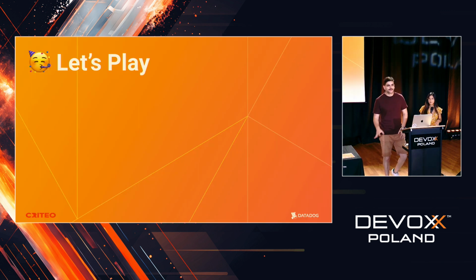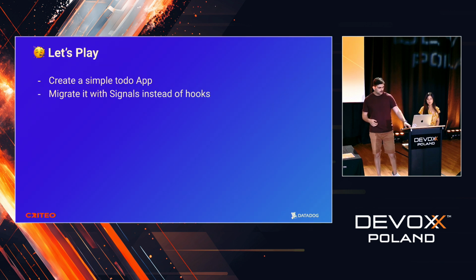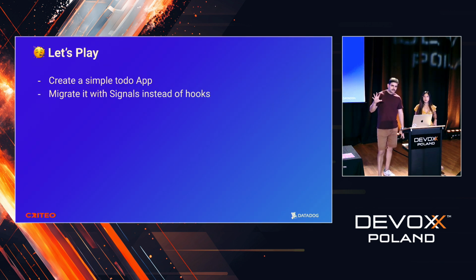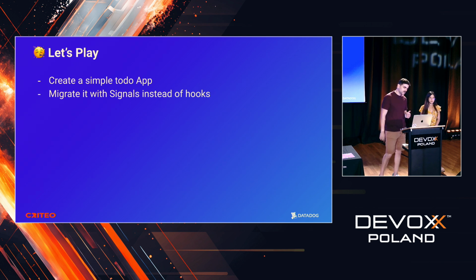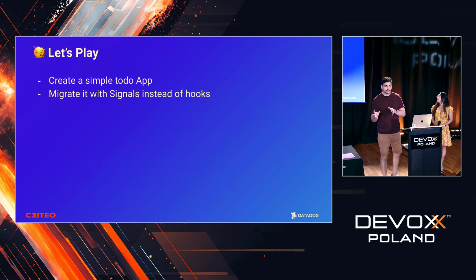Okay, enough talking. Now we'll try some real example of how signals work and how you can maybe update your app to use signals. So I will use a really simple example. It will be just the famous to-do app that you find in any documentation when you start to learn a new framework. But this to-do app will first use some hooks, and then we'll try together to migrate it to signals.